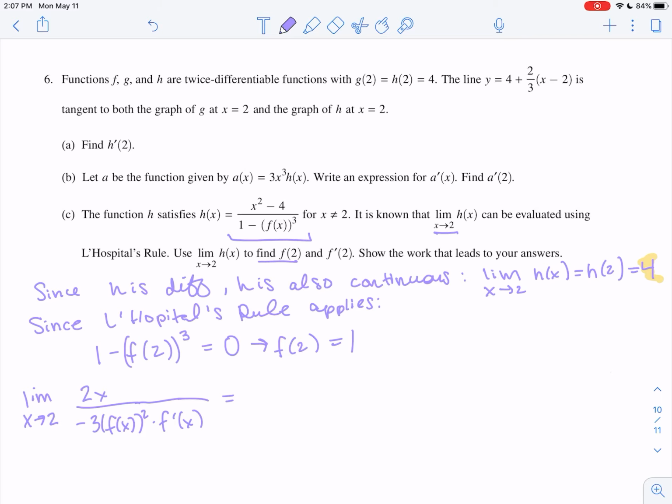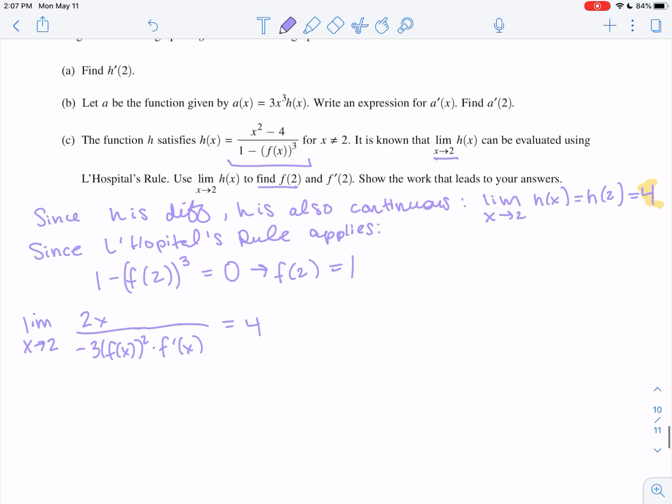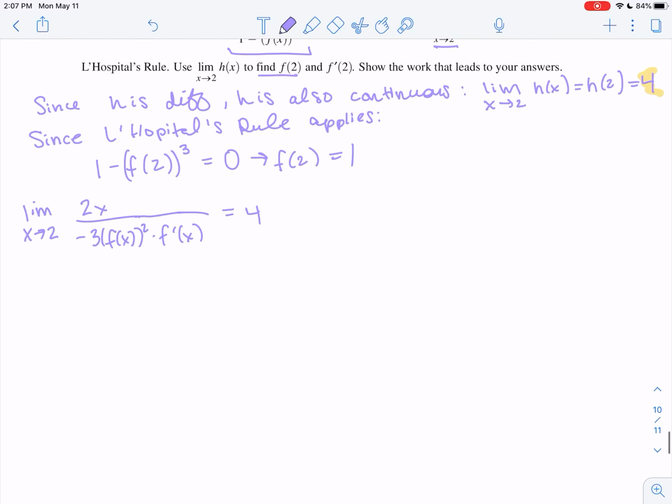4. Okay. So let's plug in 2. So I've got 4 in the numerator. Then I've got negative 3 times f of 2 squared. Well, f of 2 was 1. Okay, so 1 squared times f prime of 2, and that's what I'm looking for, okay? And that's equal to 4.